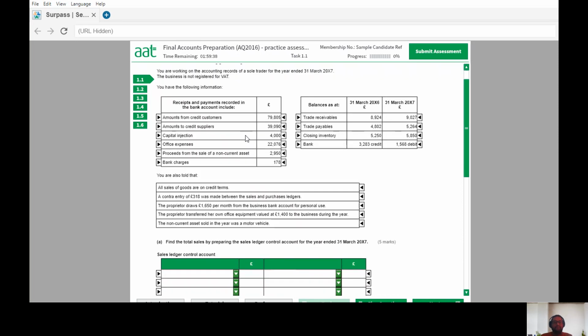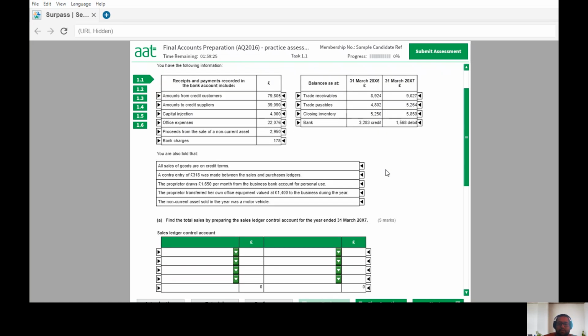Now if you look at that now, they have given you certain information about receipts and payments recorded in the bank account, and then they have also given you opening and closing entries into these general ledger accounts like trade receivables, trade payables, closing inventory, and bank. So if you notice something here also, if this is a closing inventory for that particular month or the period, this will become the opening entry for the current financial year.